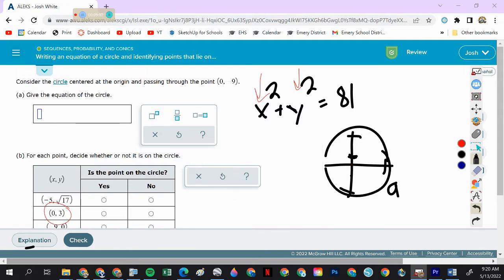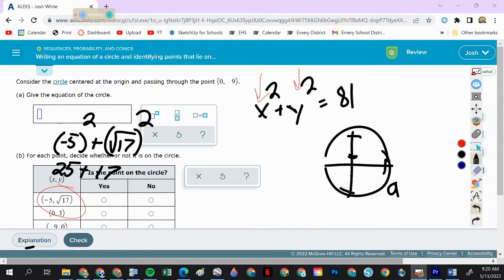Okay. What about this? Well, -5 squared plus the square root of 17 squared. What is -5 times -5? 25. And what is the square root of 17 times the square root of 17? 17. Is 25 plus 17 equal to 81? No. So that point does not lie on the circle.